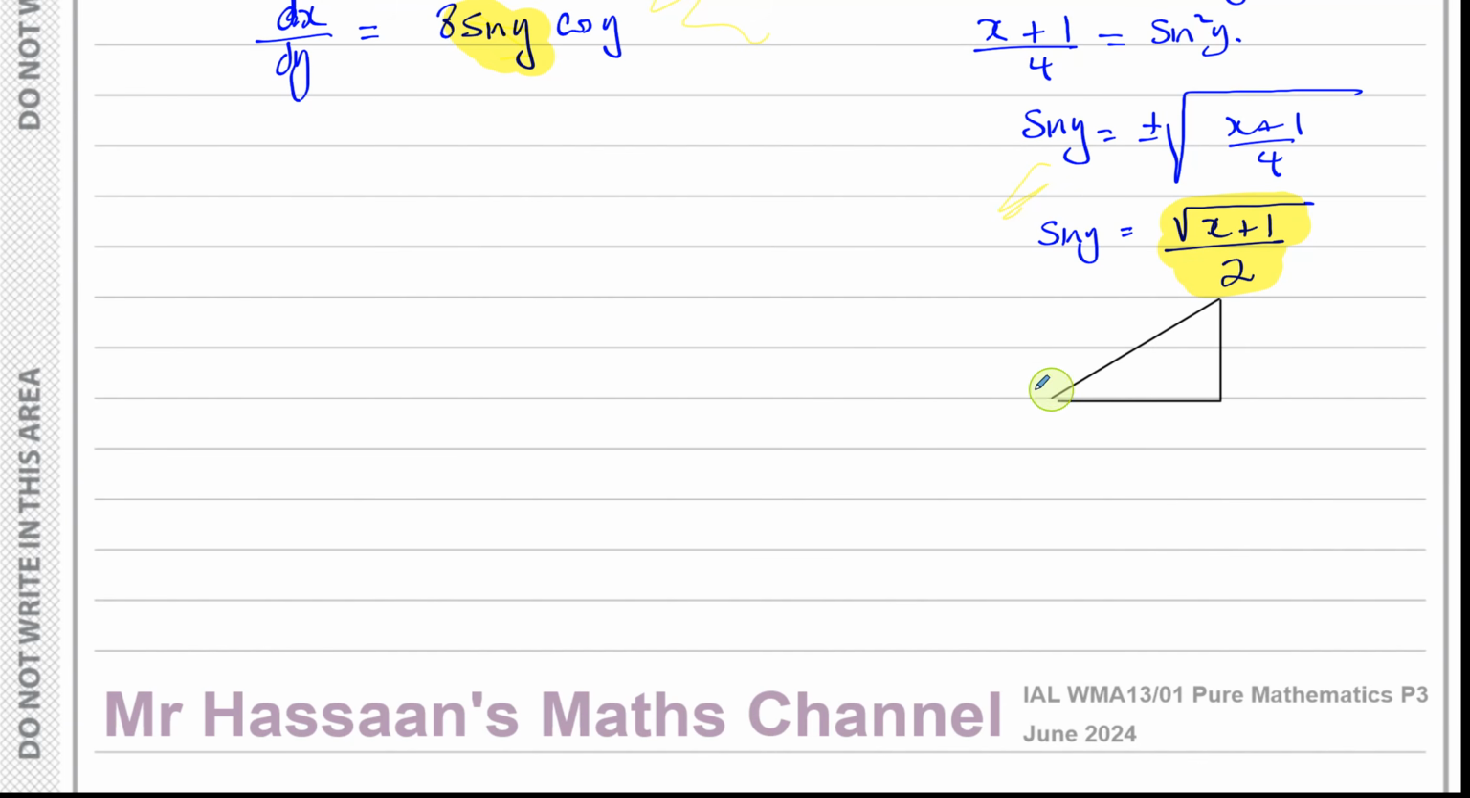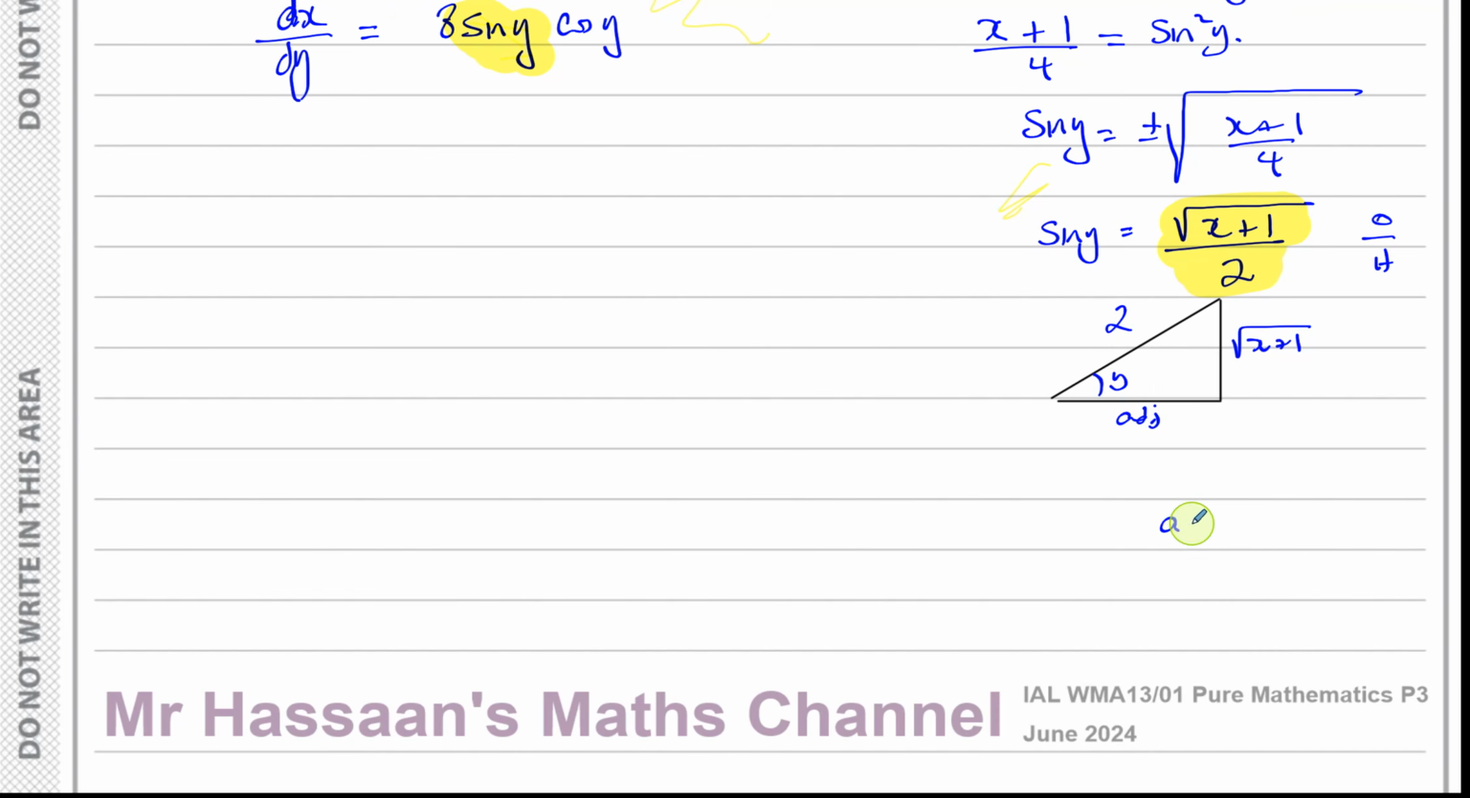So the angle y is somewhere in this first quadrant, so the sine, cosine, and tangent will always be positive. We know that the sine of y is equal to the root of (x plus 1) over 2. This would be the opposite, and this would be the hypotenuse. So the hypotenuse would be 2, and the opposite would be the root of (x plus 1). If I want to find the cosine of y, I need to know the adjacent side.